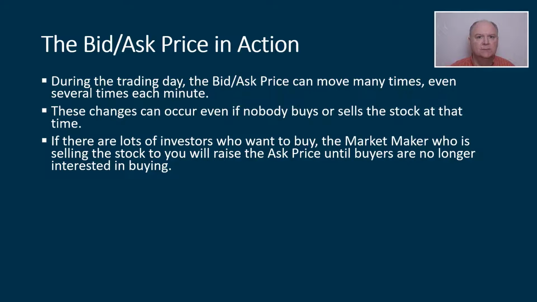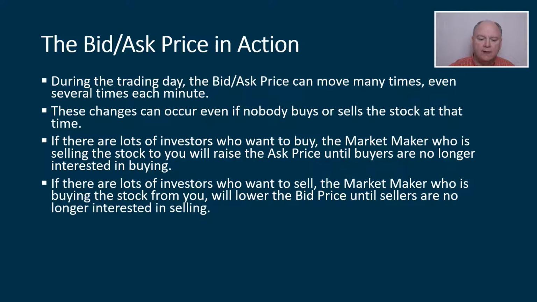And just the inverse happens when you're going to sell a stock. If there are a lot of investors who want to sell a stock, the market maker who is buying the stock from you, you're selling it, they're buying, they will lower the bid price until sellers are no longer interested in selling. And a lot of times when you get the whole long line of sellers, that's when you have what's called a market crash. There's a whole lot of sellers and not many buyers, and so you get everything pretty lopsided at that point. But somebody has to be on the other side of each transaction, even if it's the market maker themselves. Sometimes they do that.